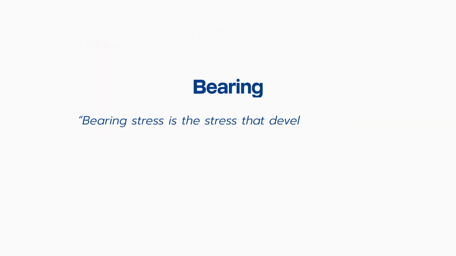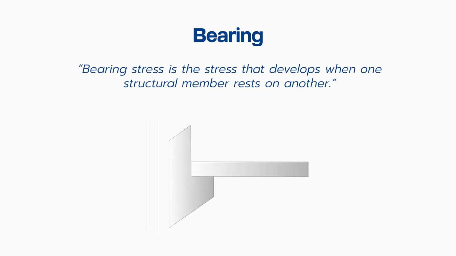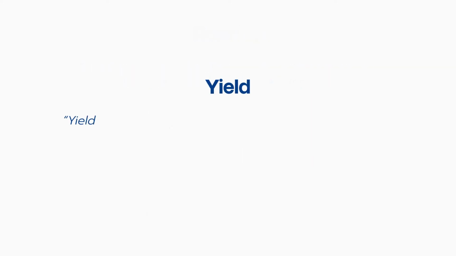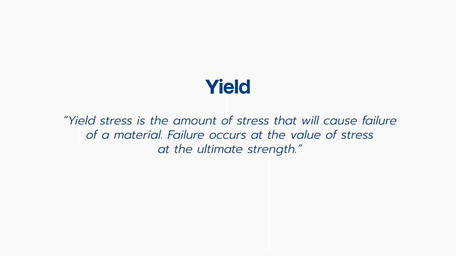Bearing stress is the stress that develops when one structural member rests on another. This diagram is shown of a member jutting outwards from a wall. It is supported at one end only. A bearing stress is indicated underneath the member at the point where it is supported at the wall. Yield stress is the amount of stress that will cause failure of a material. Failure occurs at the value of stress at the ultimate strength.